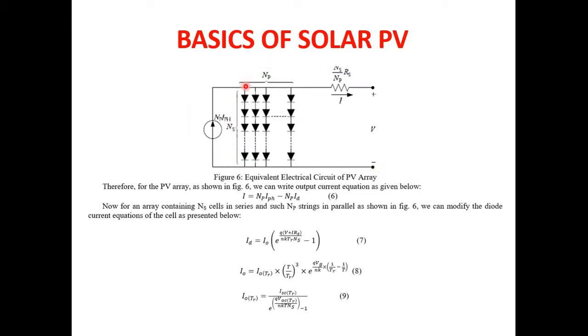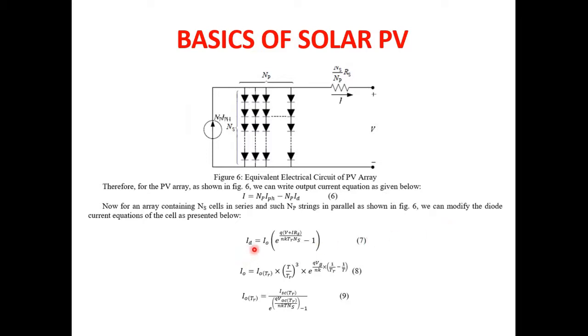So the number of parallel cells and the number of series cells are there. Therefore the PV array is shown in the figure. We can write the current equation as below: I is equal to NP IPH minus NP ID, where NP is equal to the number of parallel cells. Now for an array containing NS cells in series and NP strings in parallel as shown in the figure, we can modify the diode current equation as follows.